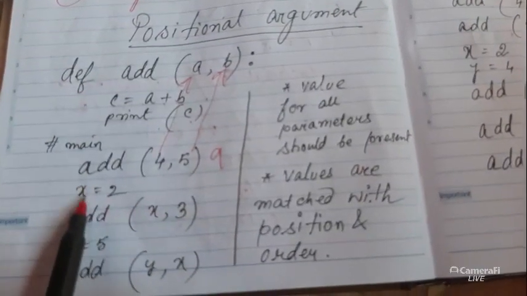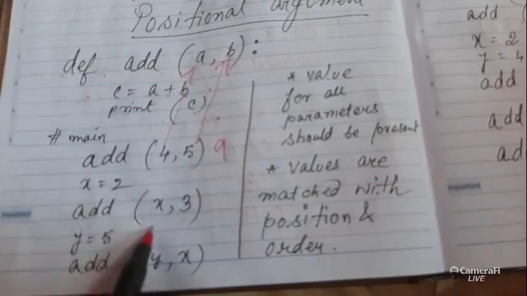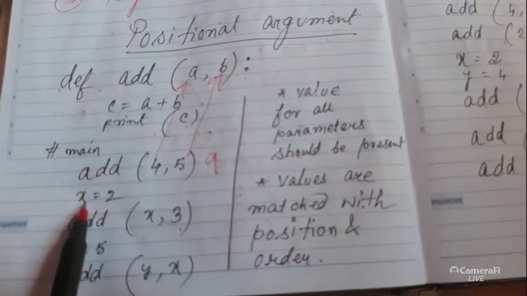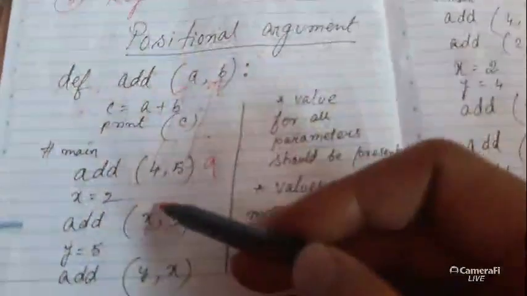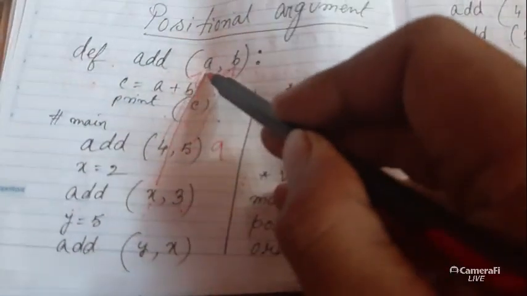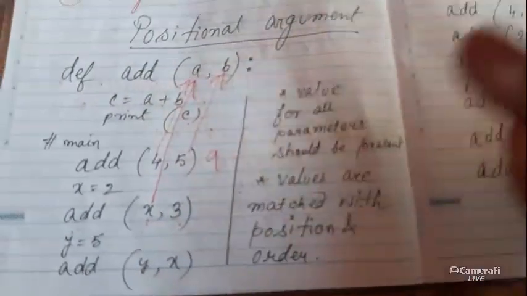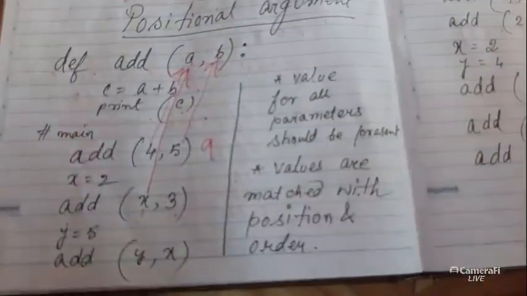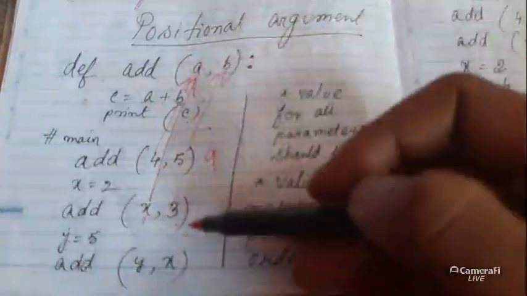Now after that you can see one variable I have taken, x equal to 2, and then I have taken add x comma 3. So what I have done, actually I have kept the x as the first argument. So the value of this first argument will go to the first parameter simply, first to first, second to second. This is only called positional argument.